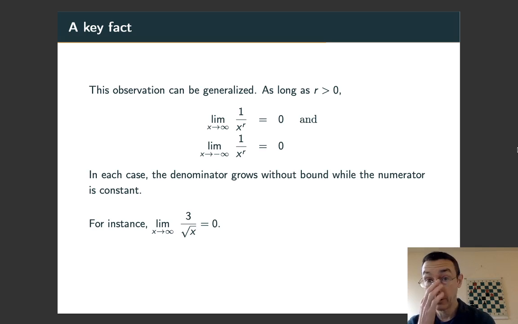For instance, the limit as x goes to infinity, 3 over the square root of x. You can think about factoring out the 3 to get 1 over the square root of x, and then viewing x as x to the 1/2. Overall, 3 times the limit x to infinity, 1 over x to the 1/2, which goes to 0 by the first line of the observation above.